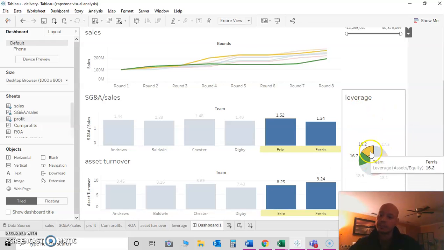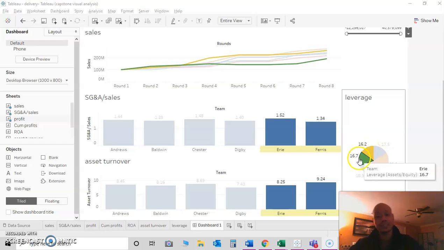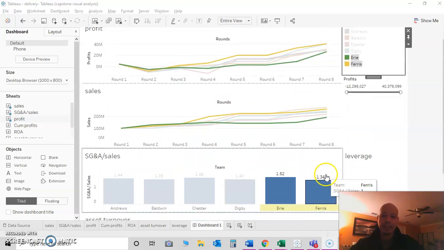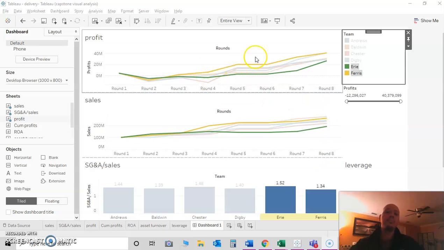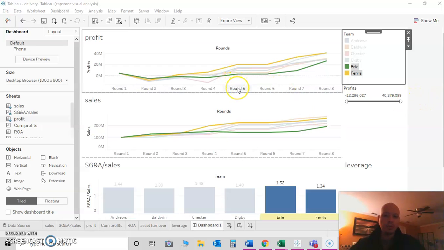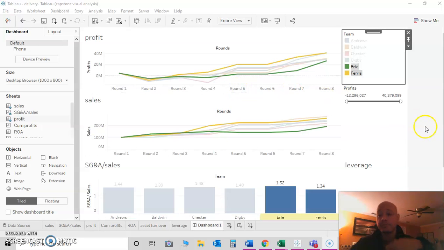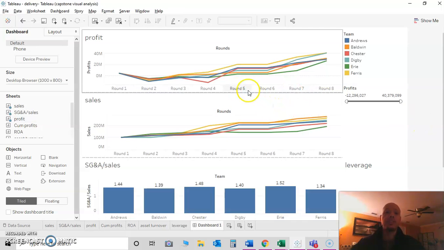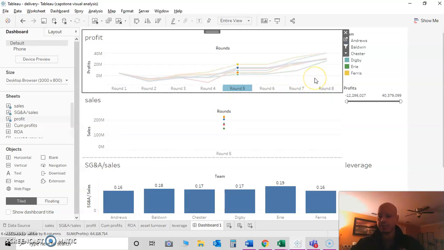And then we can look at leverage. So the goal here is to have the smallest number possible. You don't want to be over leveraged. And we can see that Ferris with that 16.2 versus Erie at 16.7. So on every front, Ferris was more efficient, and it can be definitely seen here through the end number of profits. Now, the next thing I'm going to do is I'm going to focus on a time period, because when you look at this visual, you can see that at around time period 5, Ferris really starts getting a head start. So let's focus our attention just on period 5.